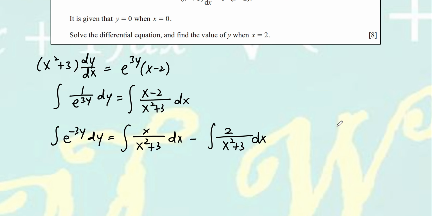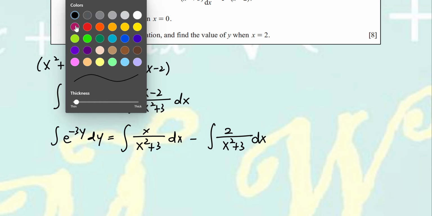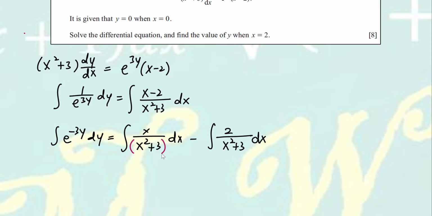Okay, so now for the left hand side, no problem to integrate. For the right side, the first term, since it is degree 1 here, and when I differentiate x squared plus 3, I will be getting 2x. So that means here I can use the ln formula.